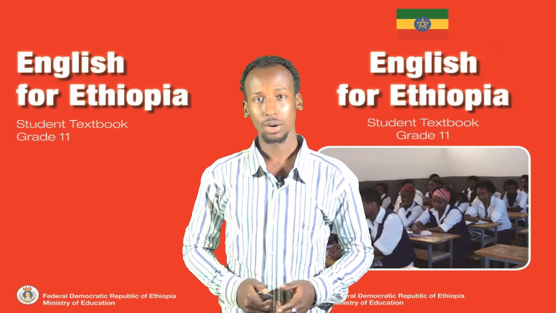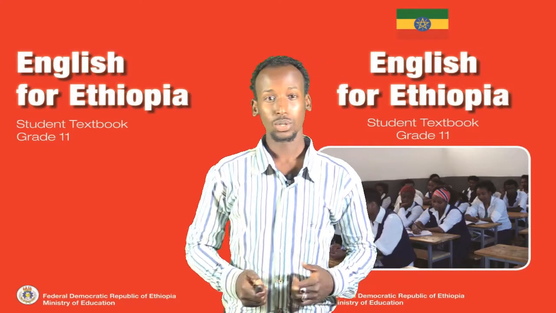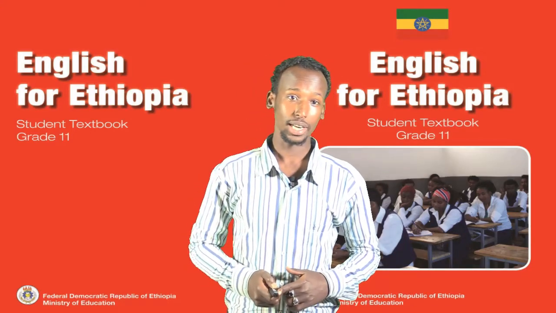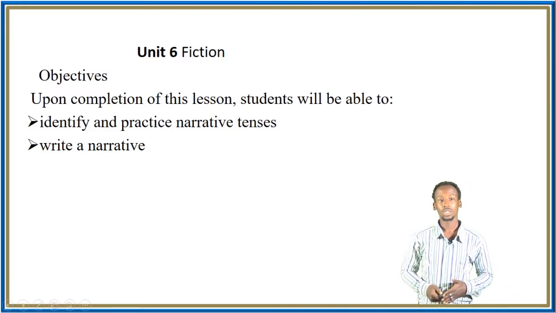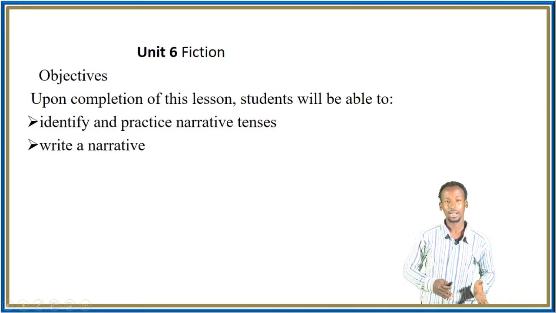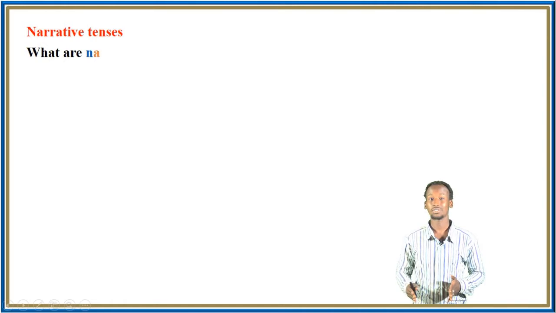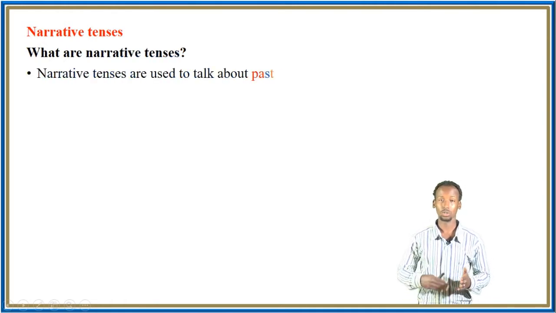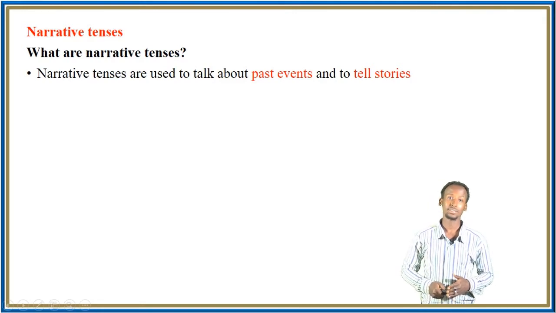Last time, this is our third lesson, unit 6, lesson 3. Lesson 3 is concerning our narrative tenses. Upon completion of this lesson, students will be able to identify and practice narrative tenses and also write a narrative. So what do we mean by a narrative?